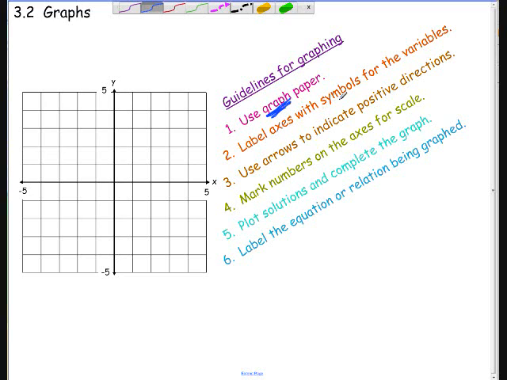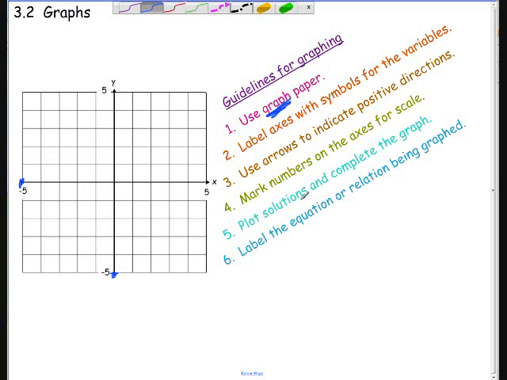Label your axes with the symbols for the variables, for example, x and y. Use arrows to indicate positive directions. You notice on mine I've got arrows for the negative directions. Technically, that's not a good thing to do. Mark numbers on the axes for scales. Yes, please. You don't have to do a lot of them, but show what it is for your horizontal and show what it is for your vertical. Whatever you set here, we know applies for the whole range.